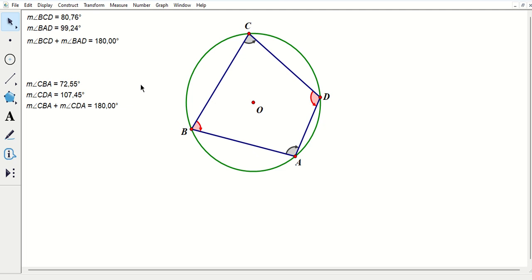So it's a theorem that you need to know in geometry, that opposite angles of a cyclic quad are supplementary. For the next video, we'll be proving why they are supplementary, and I hope you do continue watching the videos.